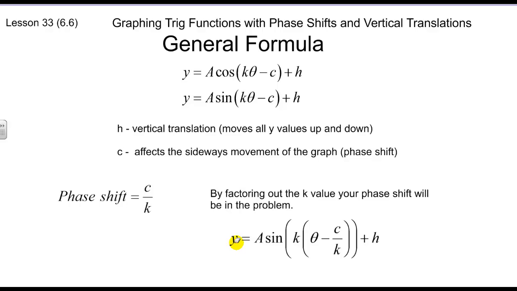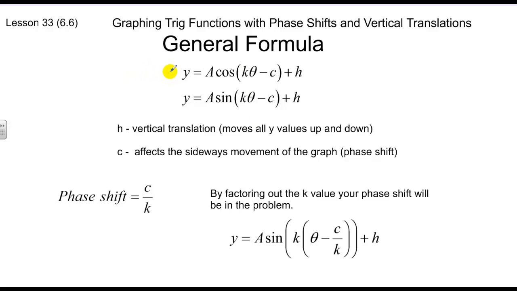We move today from talking about amplitudes and period changes to what we call phase shifts and vertical translations. And a phase shift is basically a fancy word for just doing a horizontal translation. One of the things you'll also notice in this general formula, today I've changed the plus C to a minus C, as you can reflect on a couple days ago's notes.